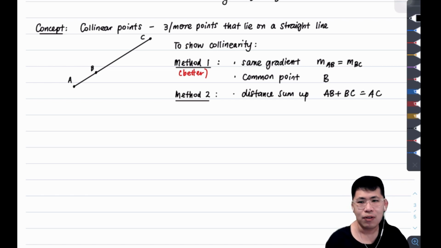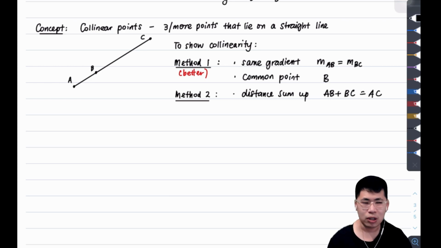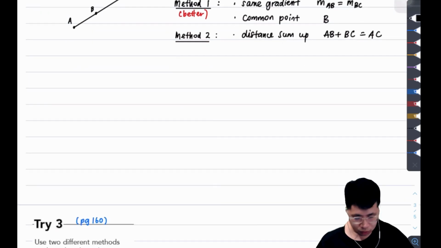Now for method 1, is it enough to show just the same gradient? Not enough, because when they have the same gradient, they are parallel, but they may not lie on the straight line. So you have to also mention the common point B. Method 2 is the same thing. Even though we don't need to mention common point B, when you state the equation AB plus BC equals AC, you already show that there is a common point somewhere.